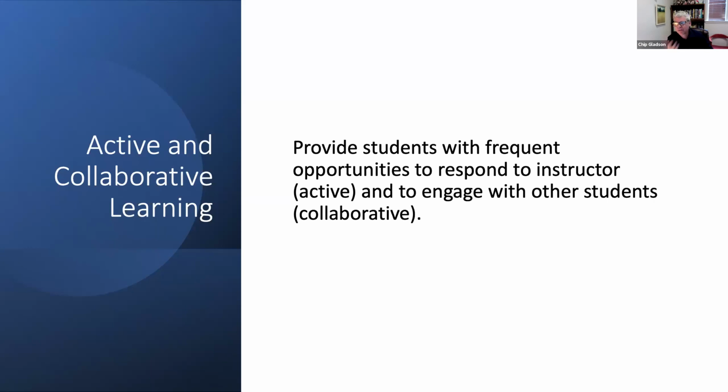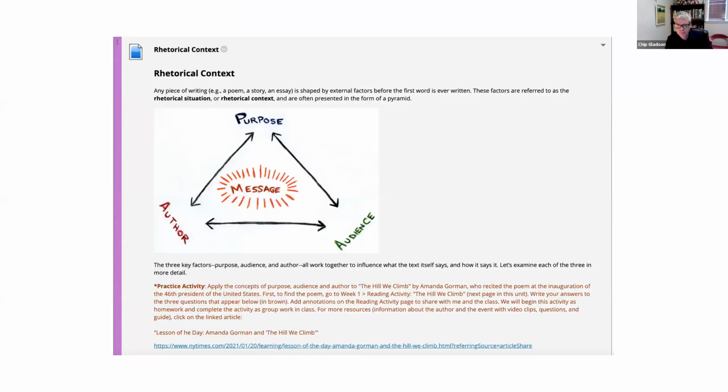So let me give you some examples. How do I use Hypothesis, particularly when I'm teaching reading and annotation? And how might these examples work for you, depending on your department or your discipline? So here's an example. In the very first week of the class this semester, I'm teaching Rhetorical Context as kind of a preview of the other reading we'll do all semester long.